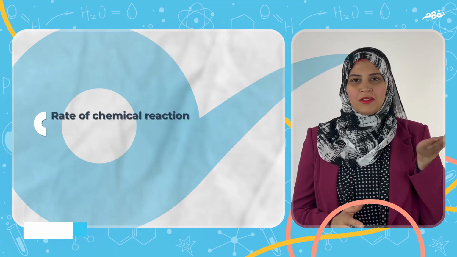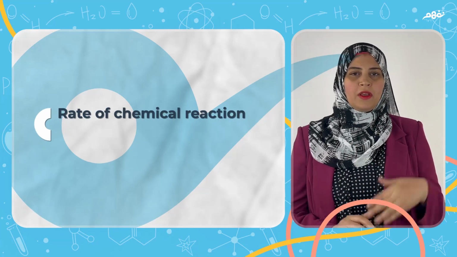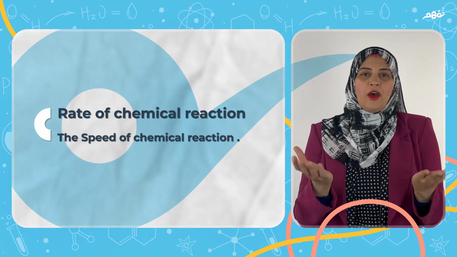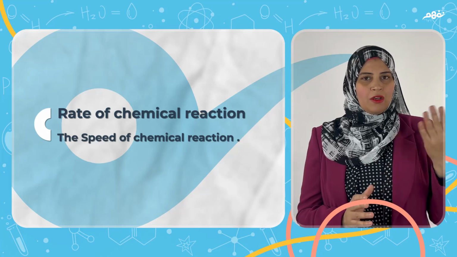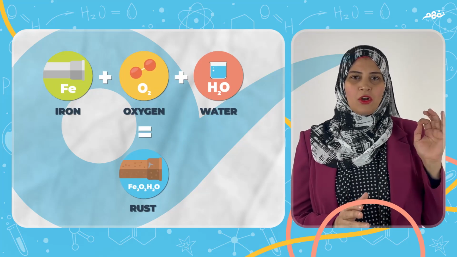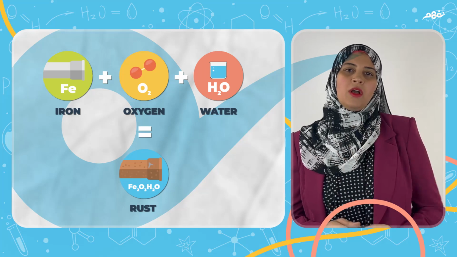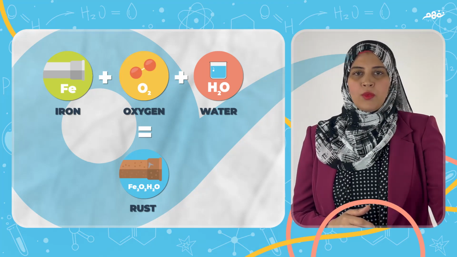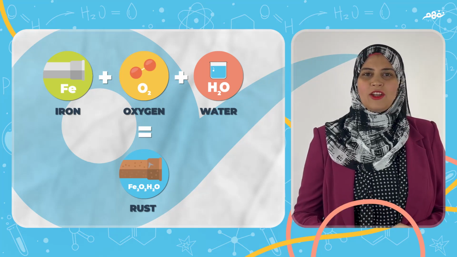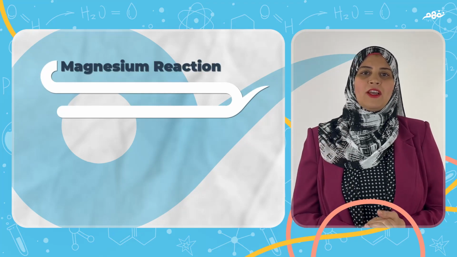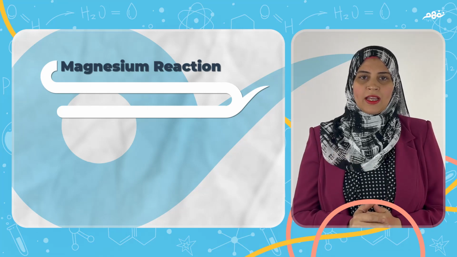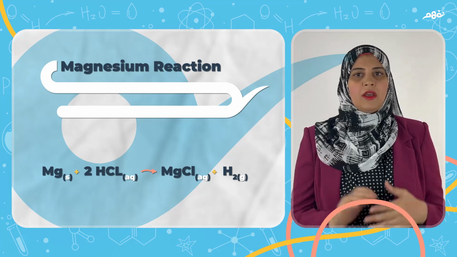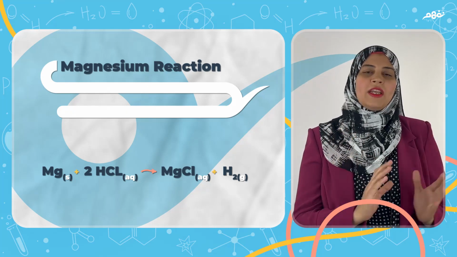At first, what is the meaning of the rate of reaction? The rate of reaction is the speed of your chemical reaction, how fast your chemical reaction is. For example, some chemical reactions are very slow, like the rusting reaction. Rusting can take place within years. Other chemical reactions are very fast and can be finished within seconds, like the addition of magnesium ribbon to hydrochloric acid. This is a very fast reaction.